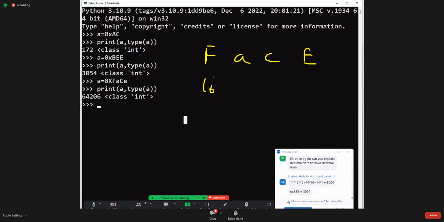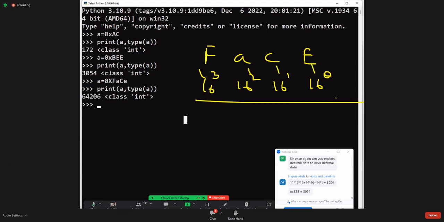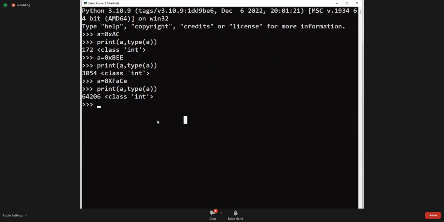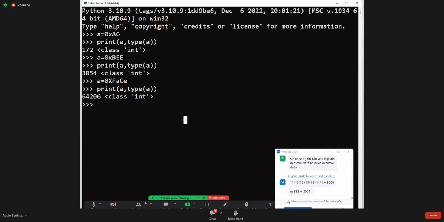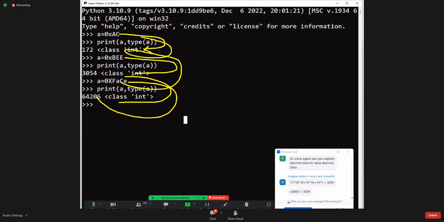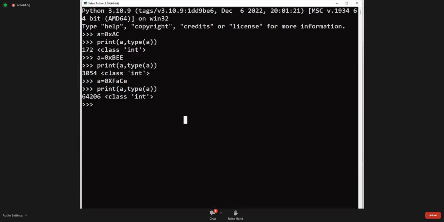So 16 cube, 16 square, 16 to the power of 1, 16 to the power of 0. You know how to calculate, students. And after going home, don't leave it, please do it carefully. Now I will take the reverse part. I converted hexa to decimal. I need to go back also, as you have already seen.